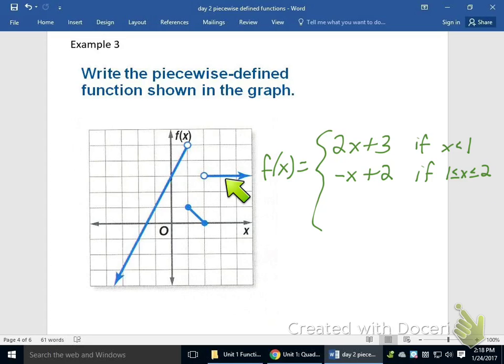Now for the last piece, it has a slope of 0, and it would have a y-intercept of 3. So I have f of x equals 3 if this one picks up at any value greater than 2 for x.